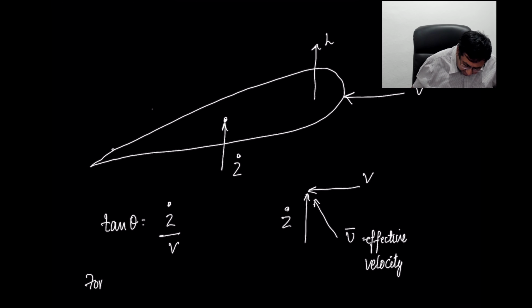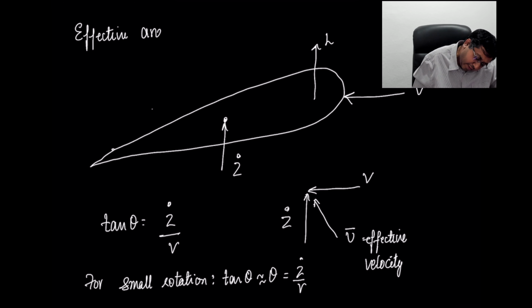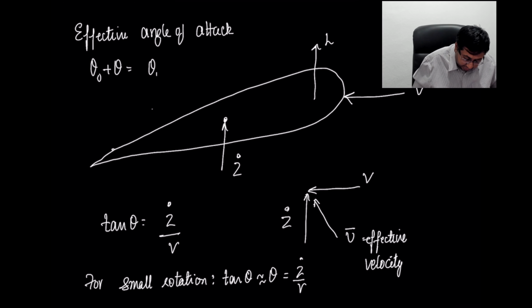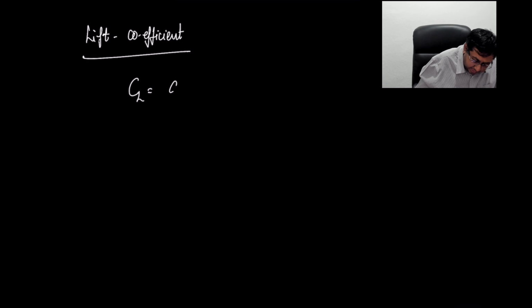That implies for small angles or small rotations, tan theta is approximately equal to theta, which is equal to z dot over V. So we can rewrite our effective angle of attack, theta naught plus theta, as theta naught plus z dot over V. That means we can write our lift coefficient, C_L, as a_w times theta naught plus z dot over V.